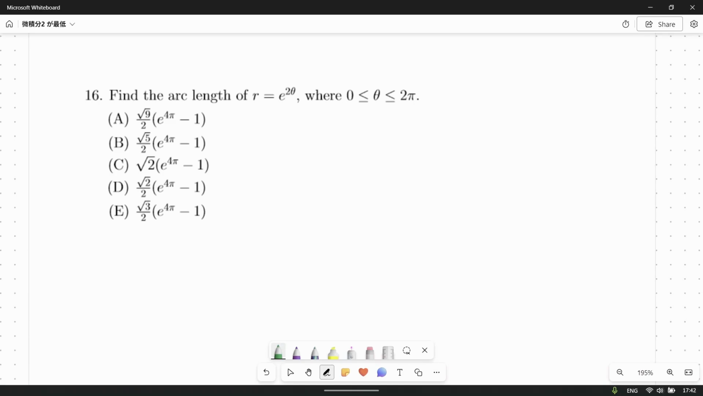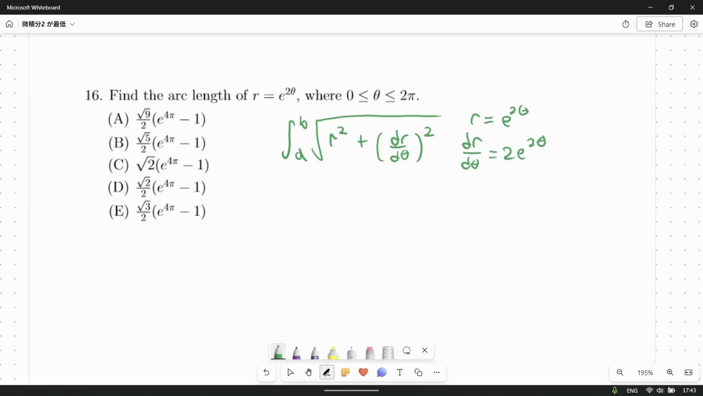That formula is the integral from a to b of the square root of r squared plus the derivative of r squared, so r prime squared. Or a better way to write it would be the derivative of r with respect to theta, so dr d theta squared. And so all we have to do from here is match this up with the given things. In this question, we know that r is equal to e to the 2 theta, and so dr d theta is going to be equal to 2e to the 2 theta. And then our boundaries are just going to be 0 and 2 pi, as given to us here.